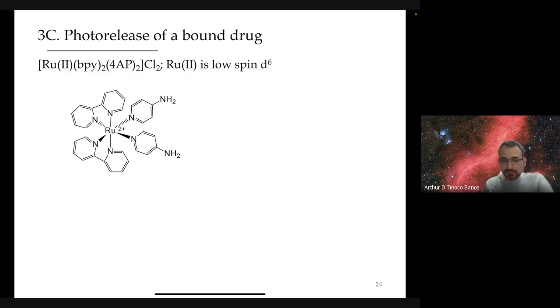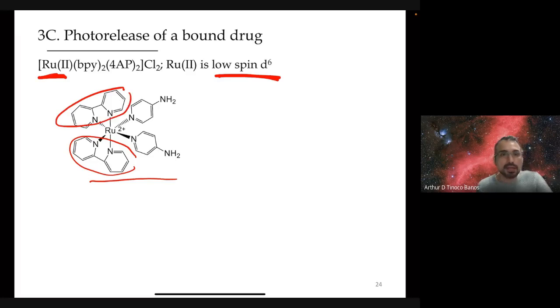So we're looking at this ruthenium-2 compound. Ruthenium is low spin d6. It has a coordination number of 6. You have these 2 bipy rings, okay? And then you have the AP ligands, and there are 2 of them. Okay. All right, so what's important here?